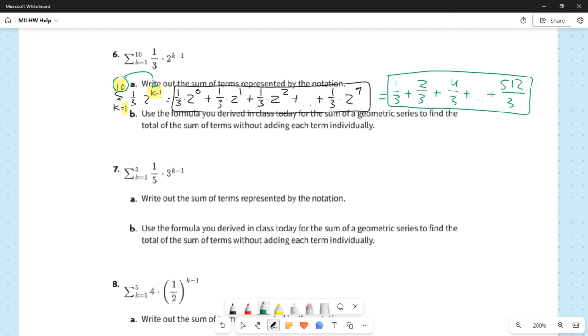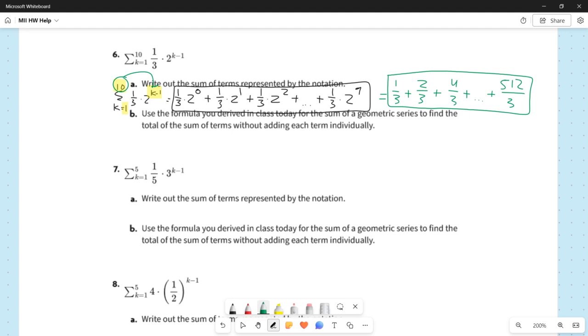Maybe your teacher wants you to plug in for all of the values. Because of space, I just used the ellipsis. But if your teacher wants you to write out every single term, it's not that difficult. You just keep doing it over and over. You're really just limited by the amount of space that you have.